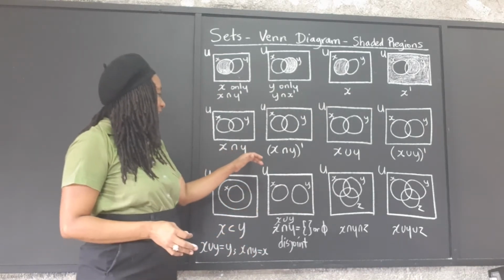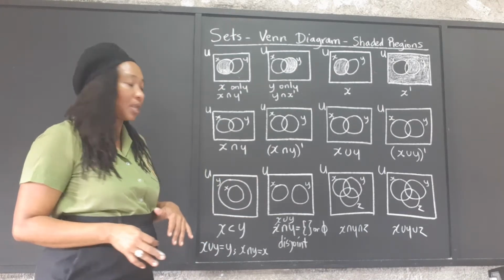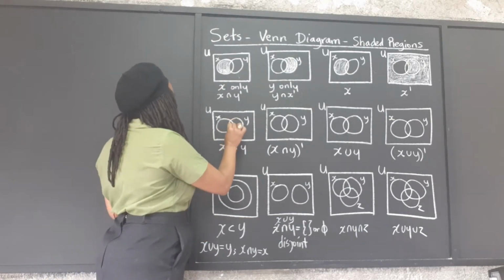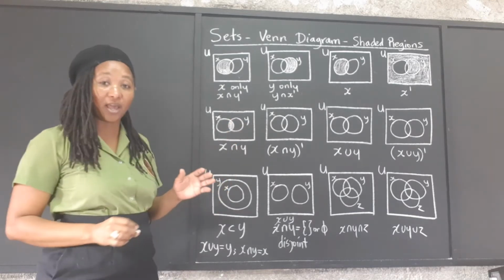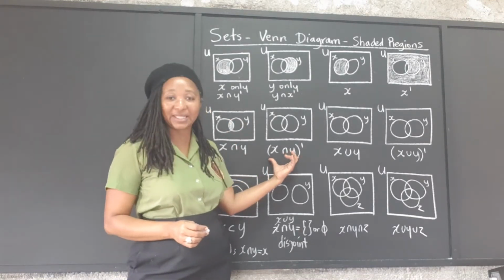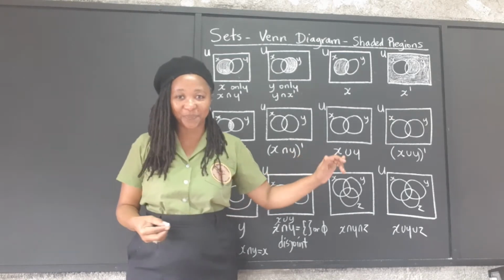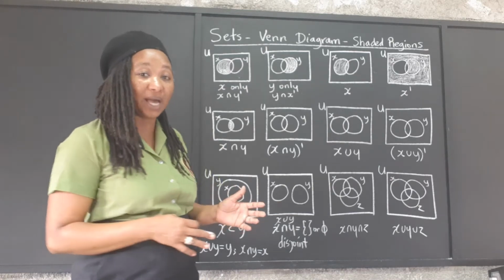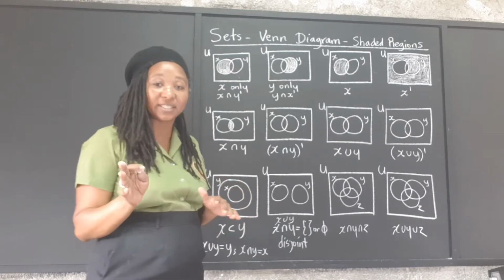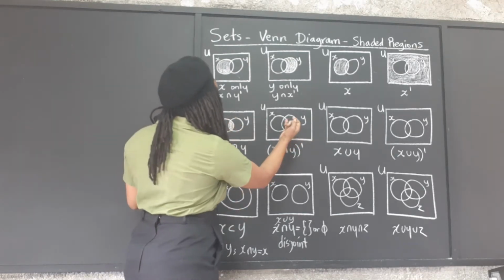X intersect Y, where the two sets overlap. The intersection is right here in the middle. That's X intersect Y. How about bracket X intersect Y complement? So what's not in the complement of X and Y? Sorry, what's not in the intersection of X and Y? So everything outside of here.